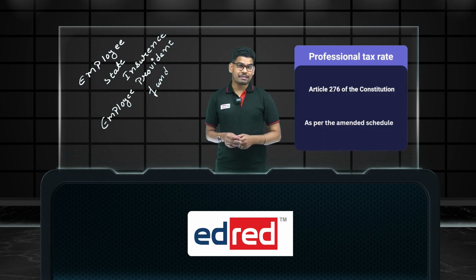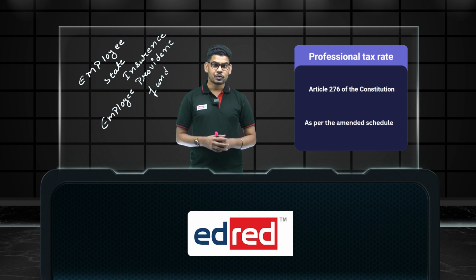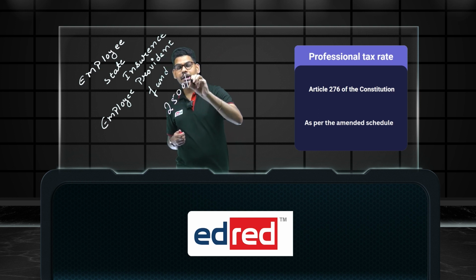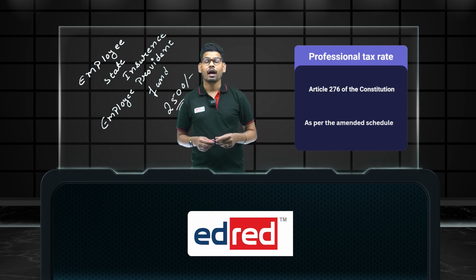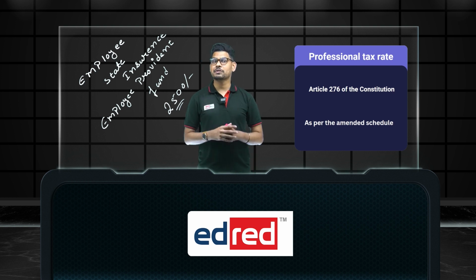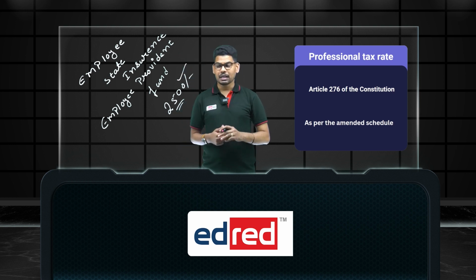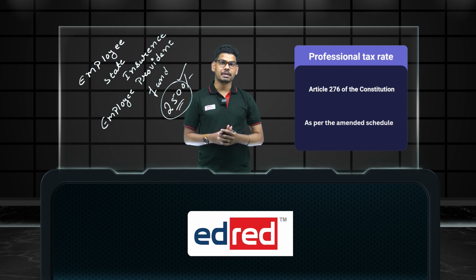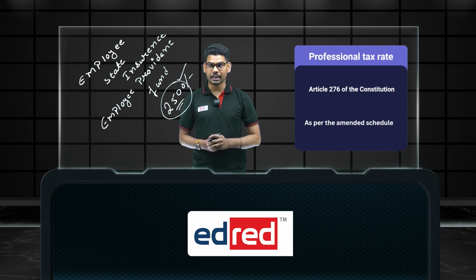According to Article 276 of the Constitution, organizations deducting professional tax from salaries should not deduct more than 2,500 per year from any employee. This is what the act says. And as per the amendment schedule, even a registered dealer who wants to register under GST should pay 2,500 annually as professional tax. Even registered companies have to pay 2,500, and while deducting professional tax from employees, they should not exceed 2,500 per annum. Means if we add the monthly deductions together for the 12 months, it should be up to 2,500 and not more than that.